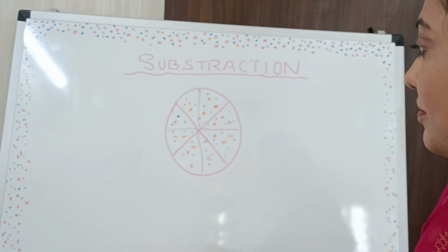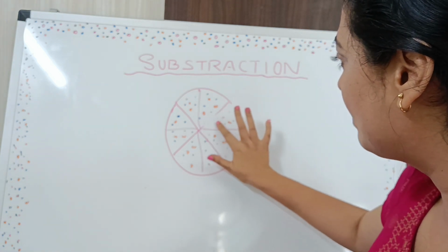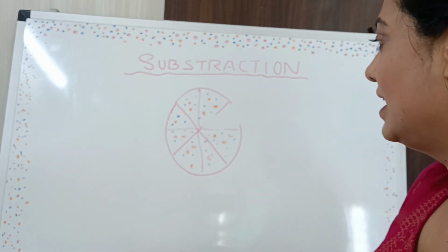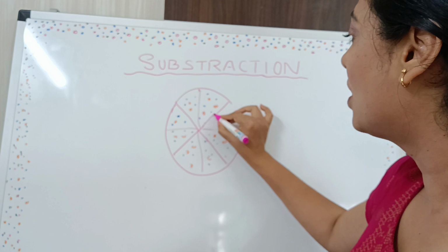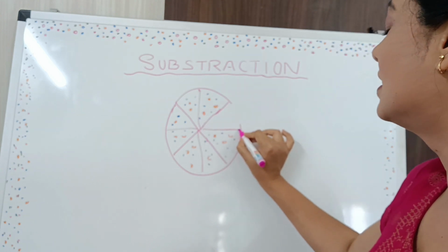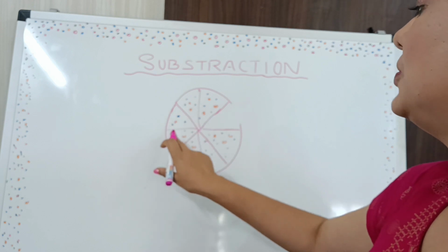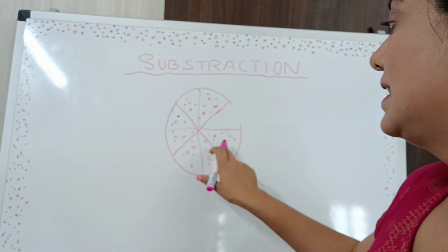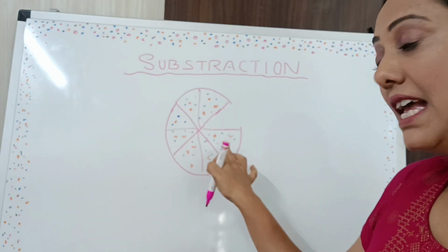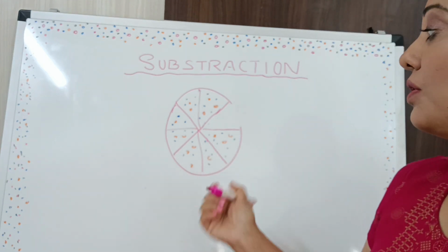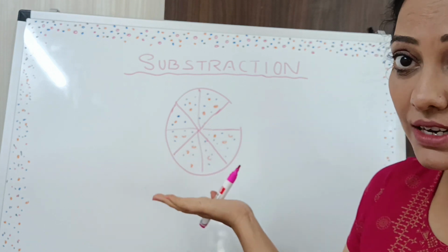When they take one piece, what will happen? This gets removed, right? So now you are left with how many pieces? Let's count. 1, 2, 3, 4, 5, 6, 7. You have only 7 pieces left now. One piece is taken by your friend.